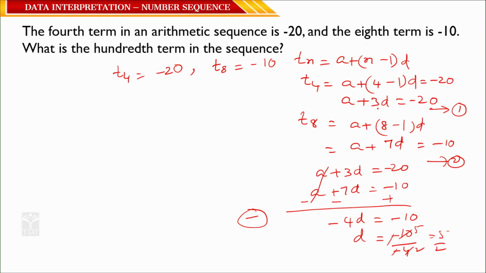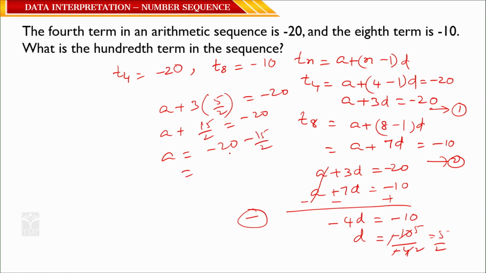Now, you have the equation A plus 3D is minus 20. Now, you have to substitute that value. A plus 3D, D is 5 by 2, is equal to minus 20. A plus 15 by 2 equals minus 20. So, A equals how much? Minus 20, send it to the other side, minus 15 by 2. That means minus 40 minus 15, minus 55 by 2 is the value. Okay, minus 55 by 2 is the A value.